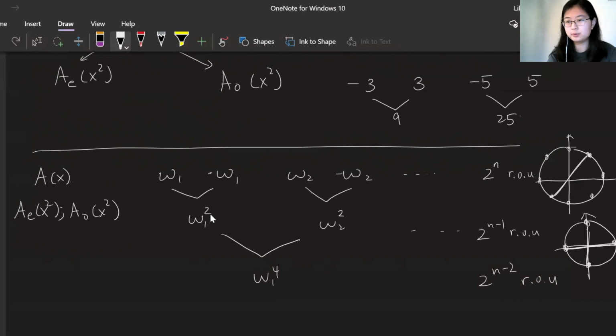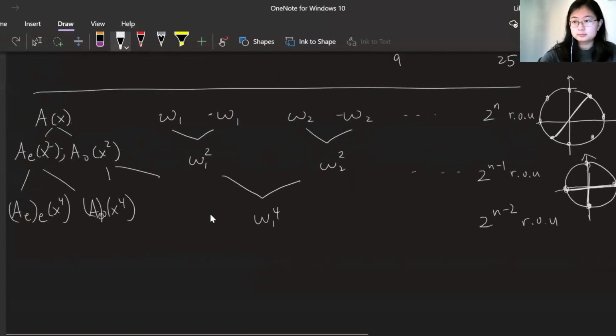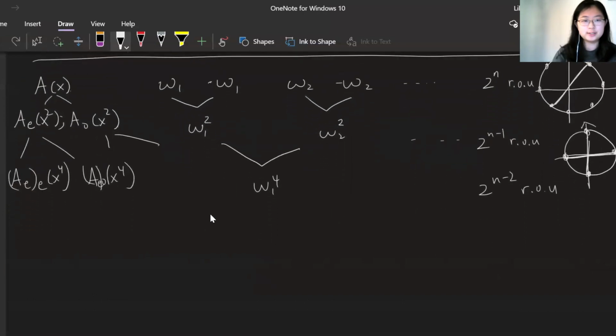And so maybe you're wondering what we're evaluating at this level. Well, we're just evaluating, say, the even terms of AE and the odd terms of AE, and then the even and odd terms here, right? So this gives us a very nice divide and conquer algorithm, right? So let's write down the recursion.